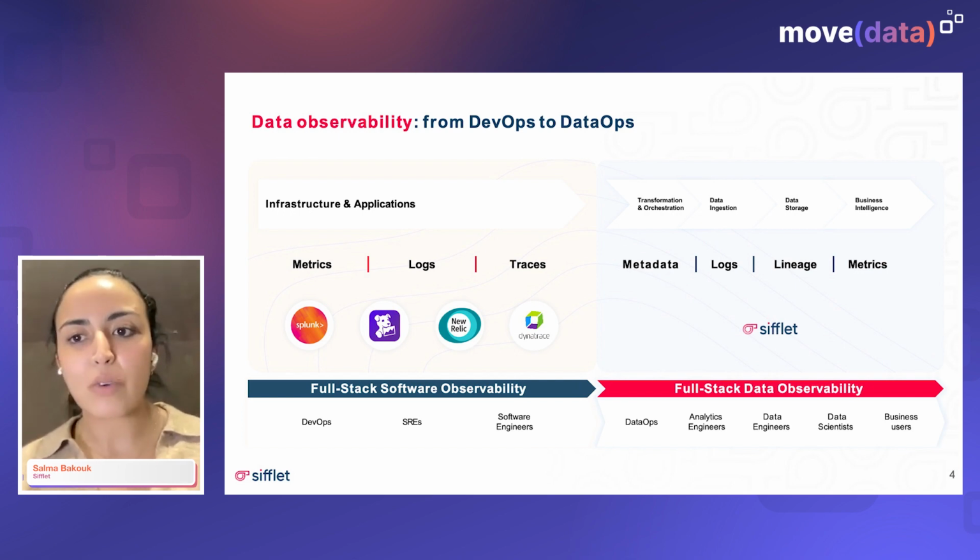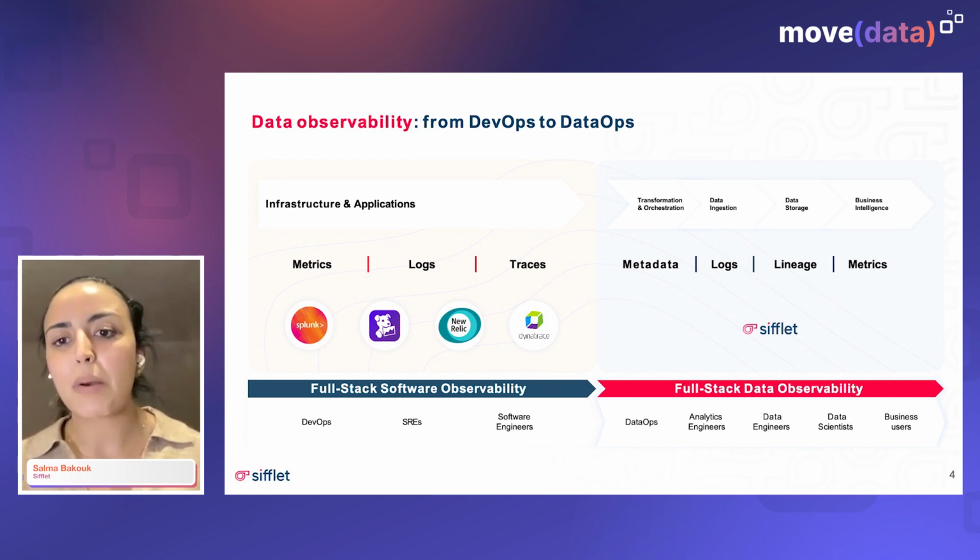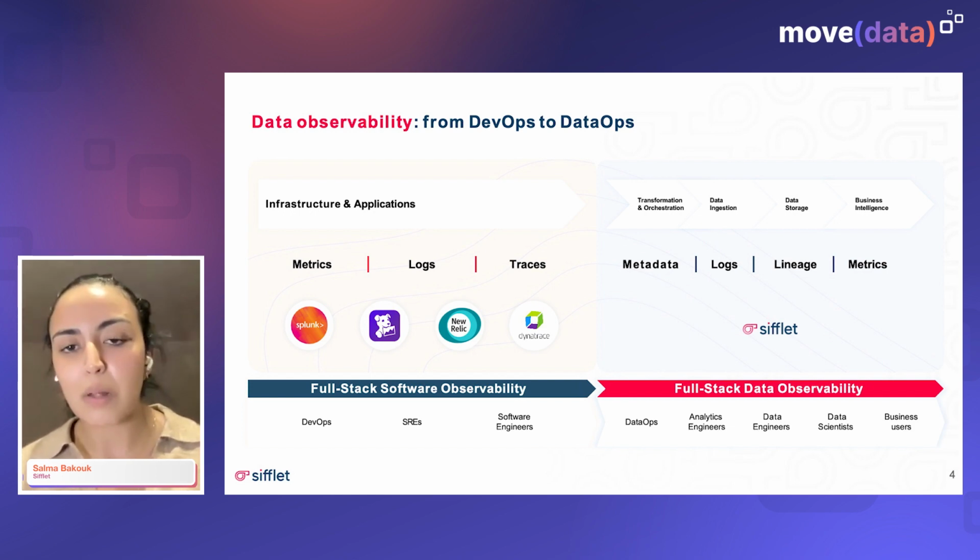Observability in data is a relatively new category, and the idea is fairly similar. So we want to observe and monitor different outputs about the data, the metadata, the pipelines, etc., to get a holistic overview of how these assets connect to each other, and more importantly, get ahead of data incidents or data quality issues.